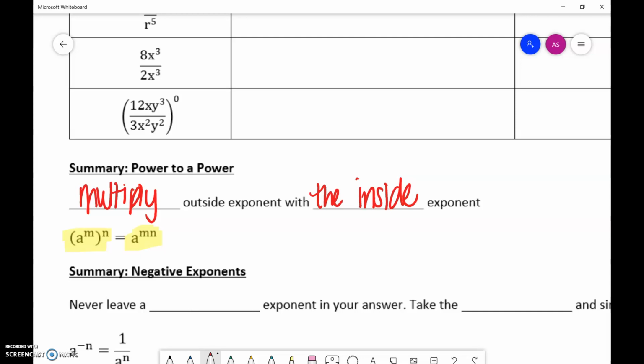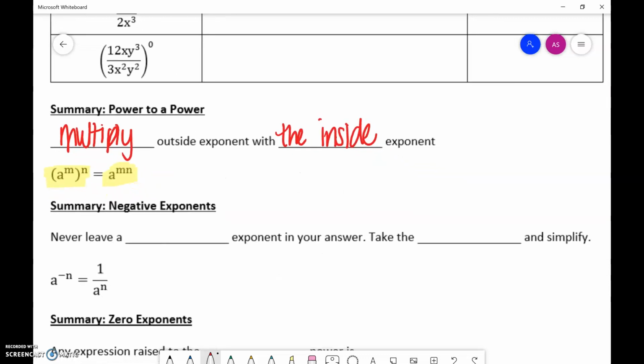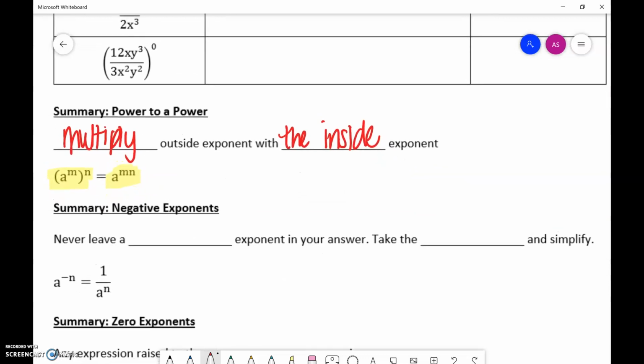Okay. All right. I'm going to go ahead and do our next rule because it's a little bit tricky. So yesterday we talked about negative exponents and we left them negative, but the rule is you can never leave a negative exponent in your answer. You're going to take the reciprocal and then simplify. So what's happening here is, let's say I have a term raised to a negative power. Okay, I'm just pretty much bringing that down and flipping it.